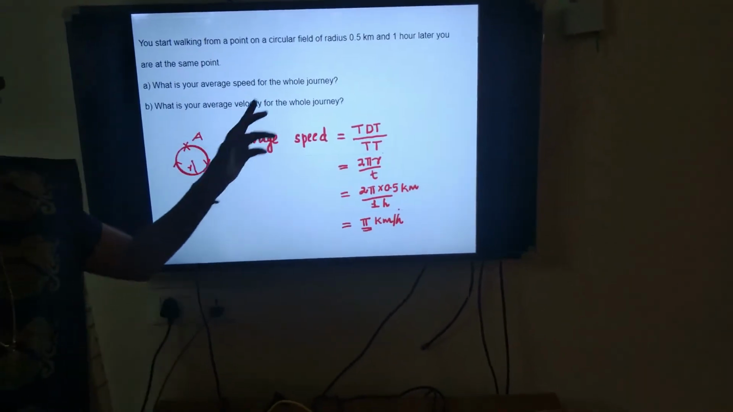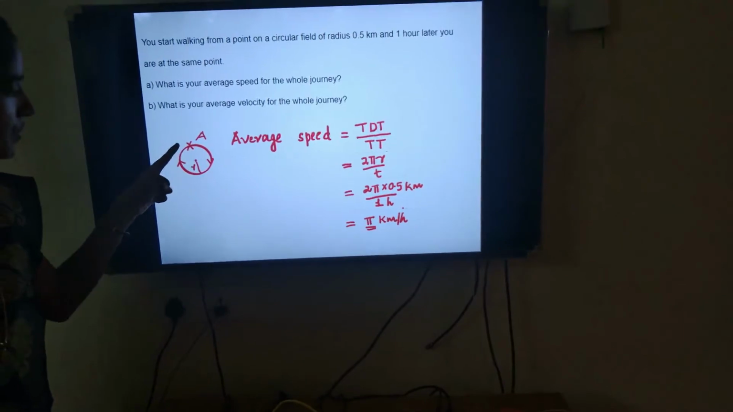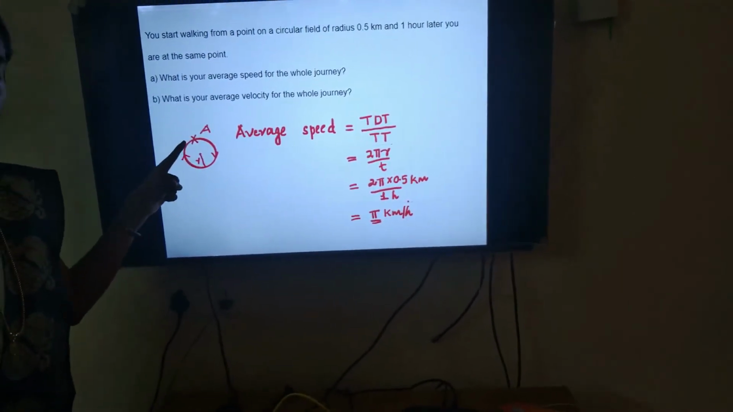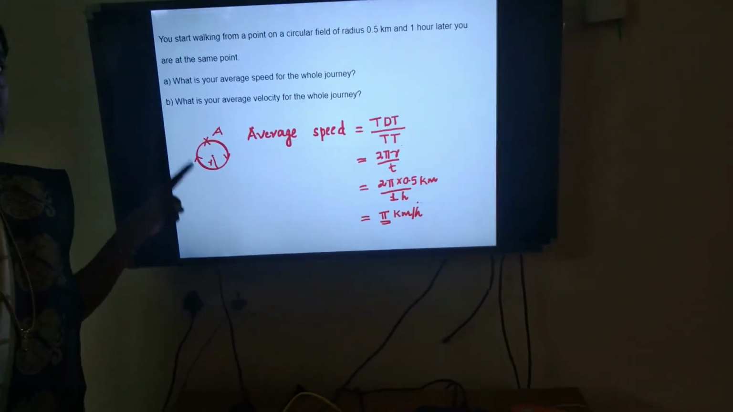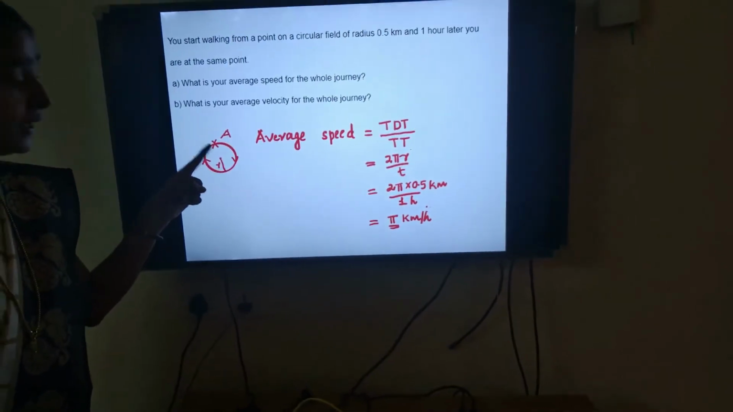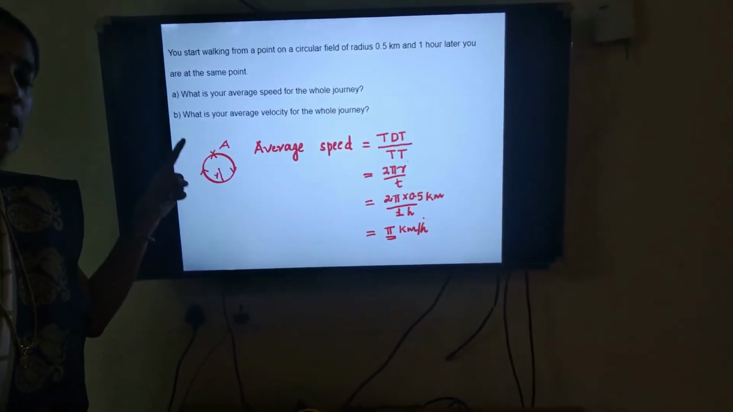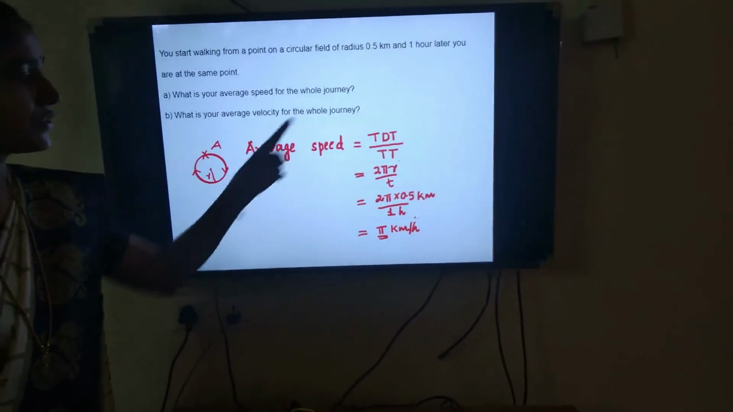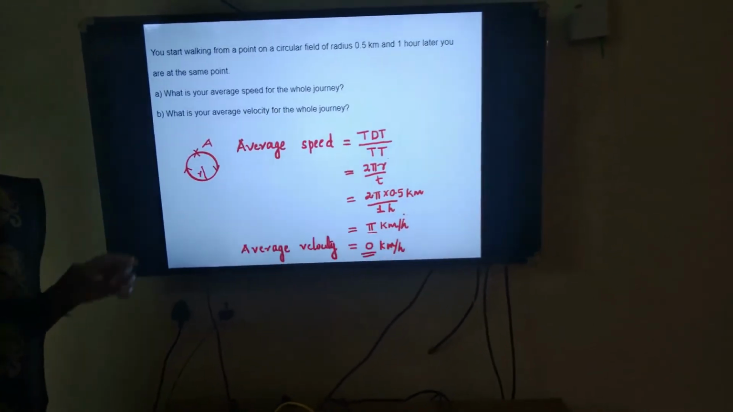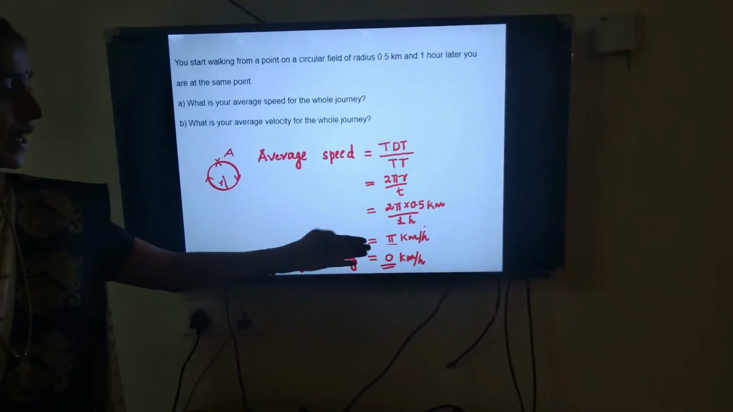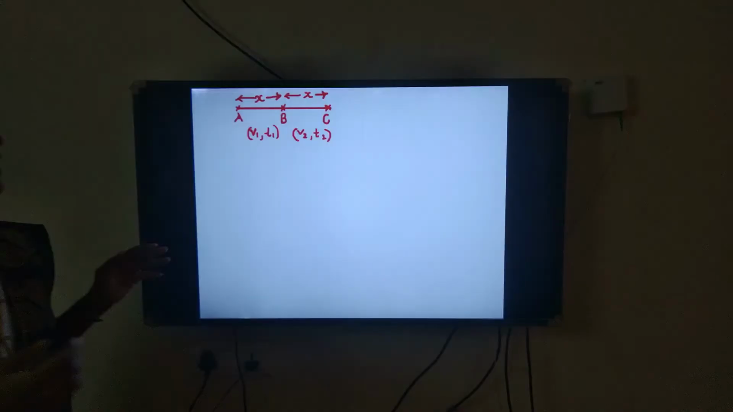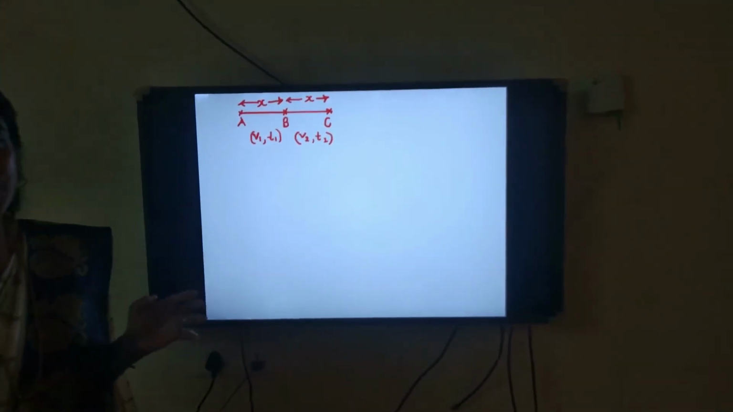Now what is your average velocity of the whole journey? So here you start from A and end at A. What is the equation for average velocity? Displacement by time. Here the object comes back to the starting position. So what is the displacement? The displacement is 0. So what is the average velocity here? Average velocity is 0. So average speed and average velocity are not the same here. It's a special case of average speed.